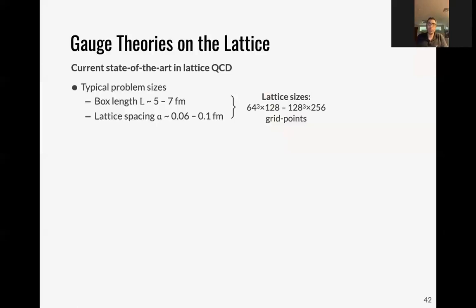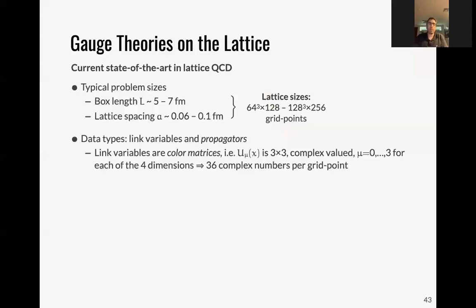So that gives you an idea of the number of grid points that we have in current lattice simulations. And then let's talk a bit about the requirements. What does that mean in terms of data requirements? Link variables are color matrices in the case of QCD. So each one of these links is 3x3 and complex valued, and then you have four directions in a four dimensional lattice. That yields 36 complex numbers for each one of the four dimensional grid points of the lattice. And that's one data type we have.